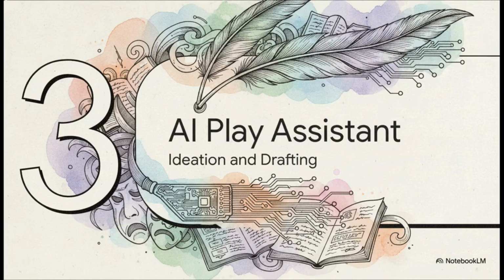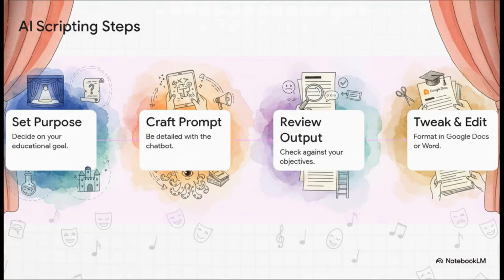All right, tool number 3, the AI playwriting assistant, focusing on ideation and drafting. Let's be honest, blank page syndrome is incredibly real. But modern chatbots, think ChatGPT, Gemini, or Claude, they can brilliantly help you get over that initial hump and start ideating. The key here is you don't want the AI to write the play for you, you're just using it as a creative collaborator. Just follow these 4 simple steps.